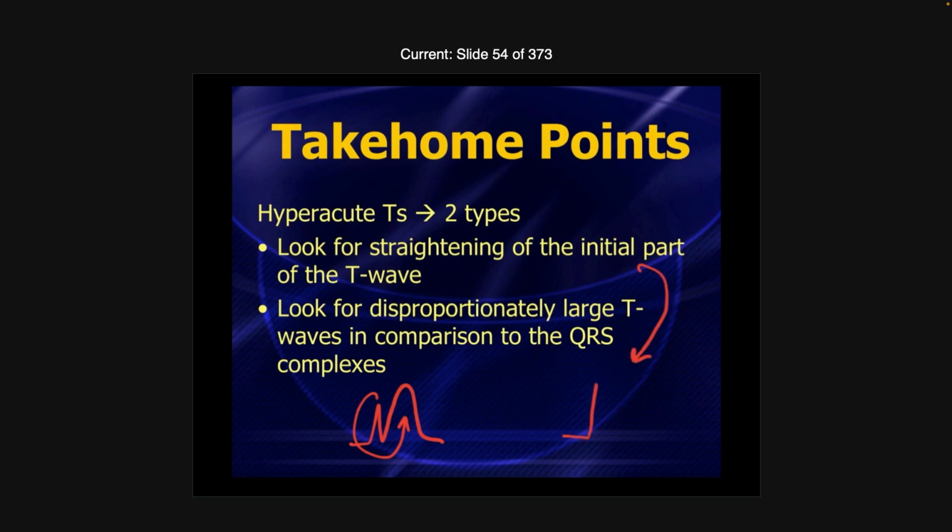It has to do with the morphology. When the initial part of the T wave is very straight, even if it's not that tall, when you see it very straight like that, that should be considered abnormal. Until proven otherwise, that's early cardiac ischemia.